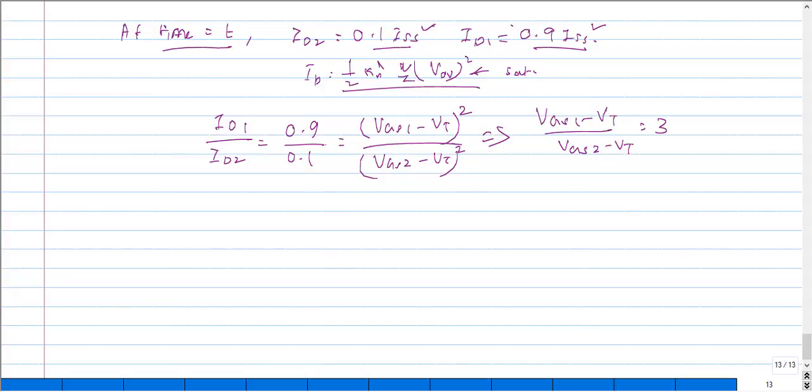Okay, now let me write what is the voltage right now that I have across this VGS1 at time t equals to t, and that would be written as something like this, VGS2 with respect to the time t, time equals to t. Okay, so this is what we have here.